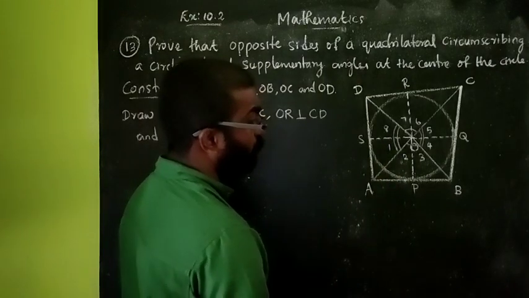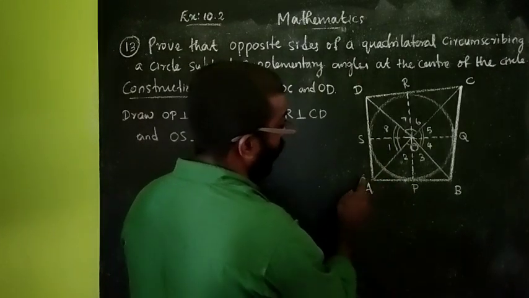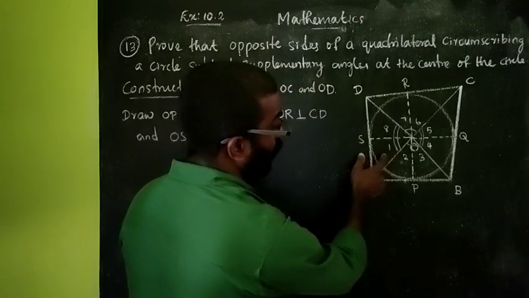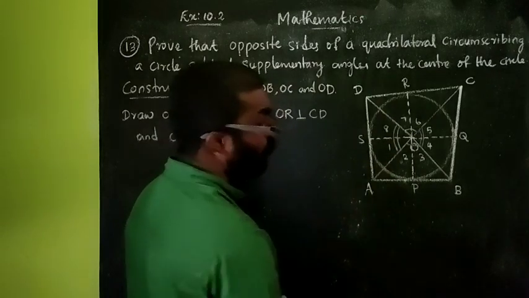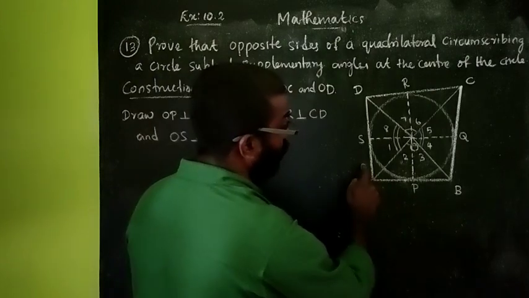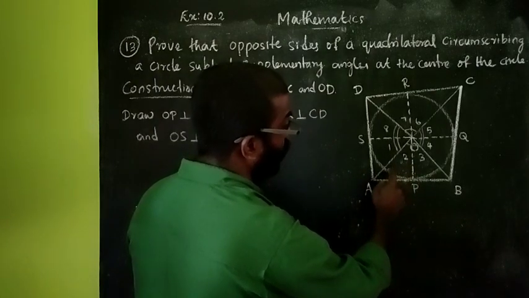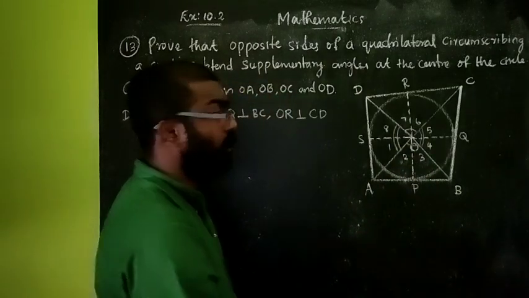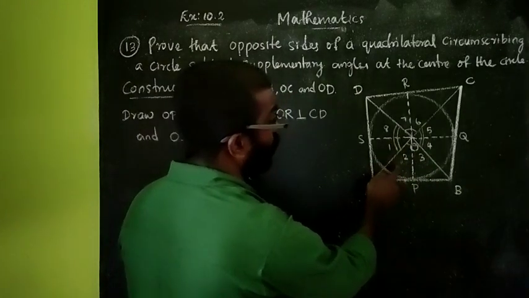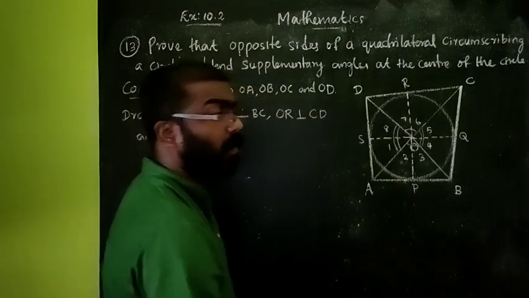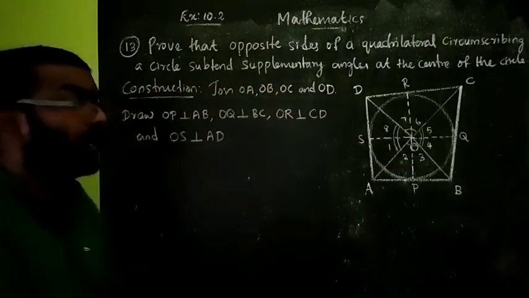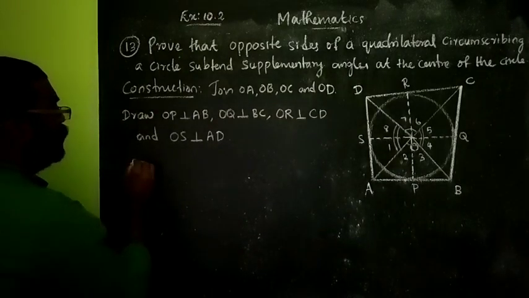Look at this figure. Here AP and AS are equal tangents. And clearly these two triangles are congruent. AP and AS are equal, OA is the common side, OS and OP are radii of the same circle. So clearly these two triangles are congruent. So what can we say? Angle 1 will be equal to angle 2. Okay. That we can write here.